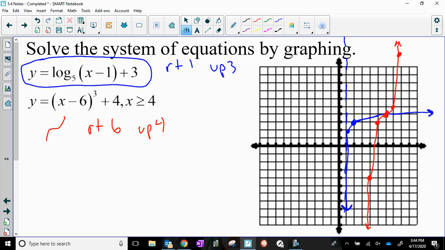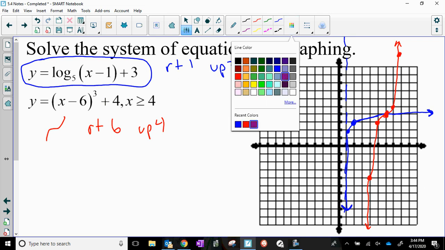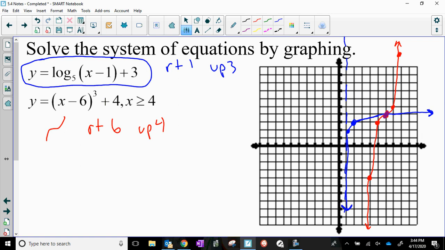And there's our second graph. So all that's left is to find the point of intersection, which is right here, at (6, 4). And that is the ordered pair that would make both of these true.